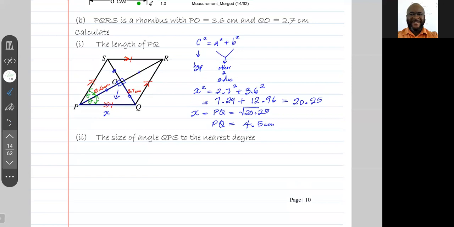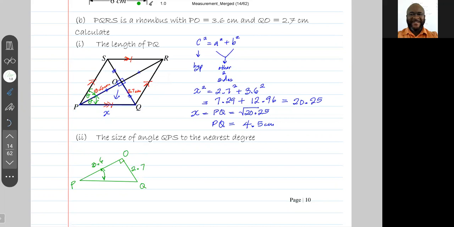So let us take out the triangle PQO. Sorry, this is triangle PQO. This is the right angle here. This is 3.6. This is 2.7. It's a right angle triangle. I want to find this one.